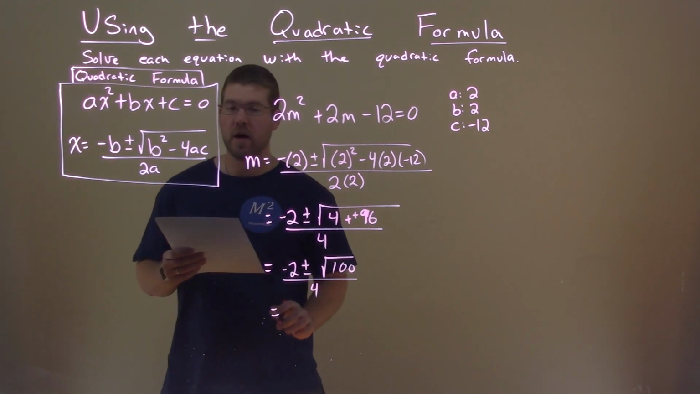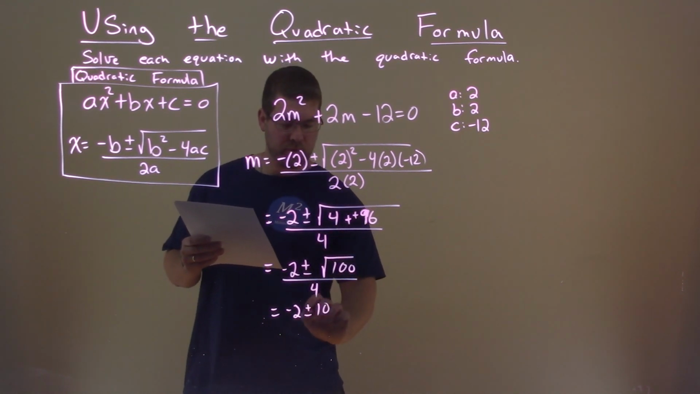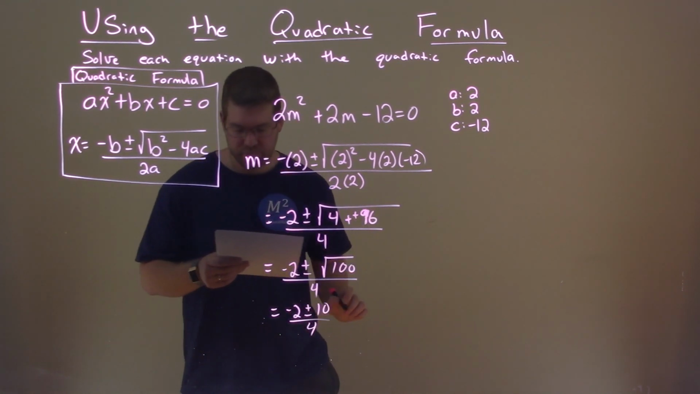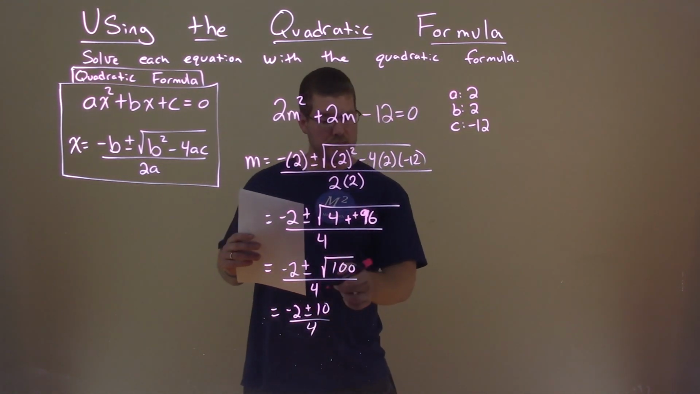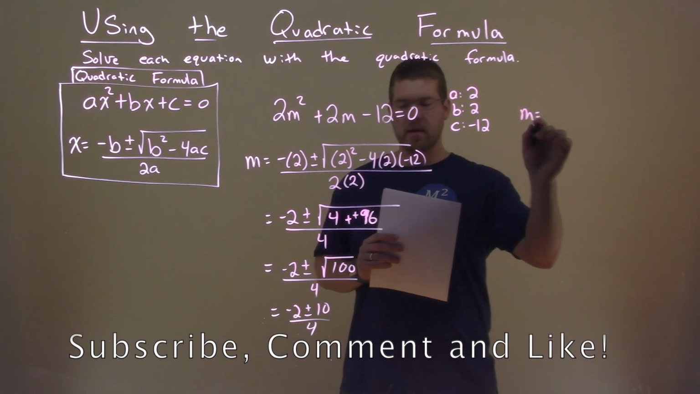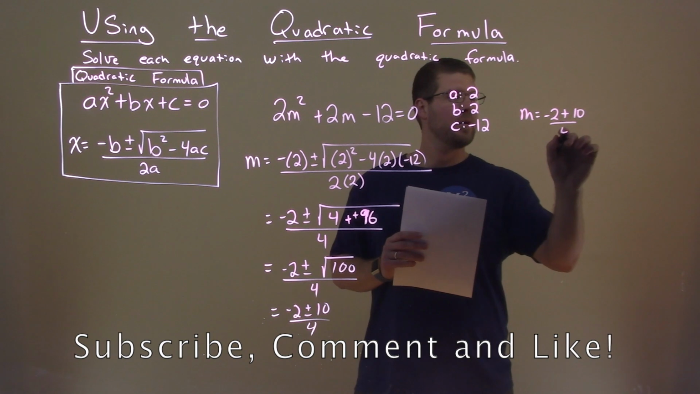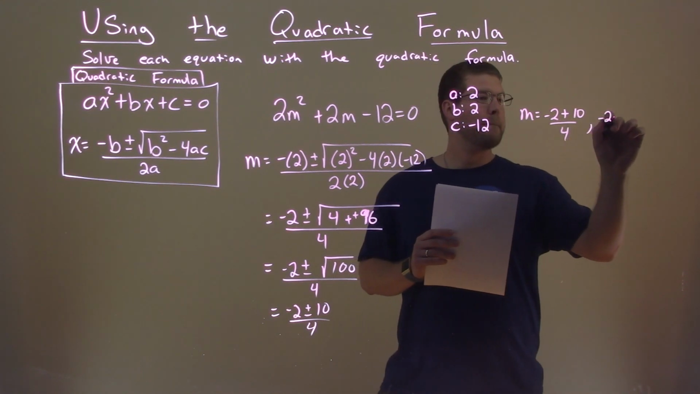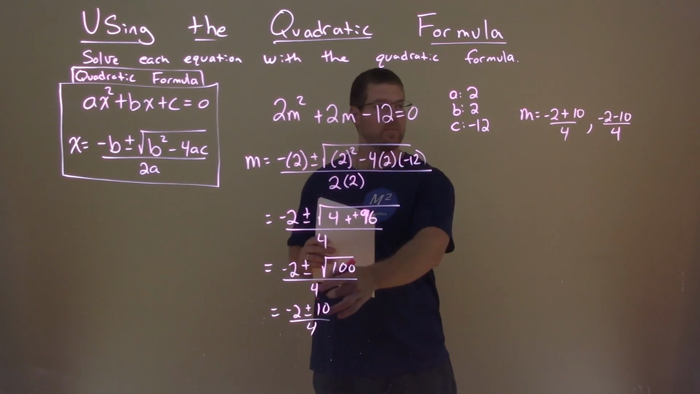Well, what's the square root of 100? Well, negative 2 plus or minus the square root of 100, which is 10, over 4. So now we can break that down over here. We have negative 2 plus or minus 10 all over 4. So we can say our m value is equal to negative 2 plus 10 over 4 and negative 2 minus 10 over 4. So we have to do both of them.